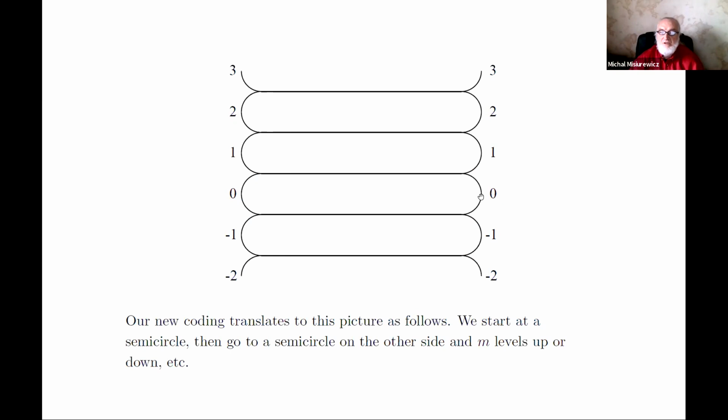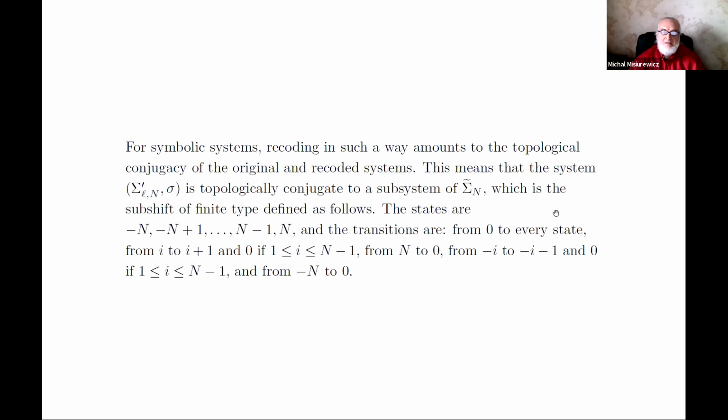Okay, so if we go up, then we have 1, 2, and get to 0 again. So this semicircle is coded at 0. And here we go 1, 2. Or if we go this way, we get -1, -2, -3, and 0 again. Okay. And this recoding, you can easily check, is topological conjugacy.